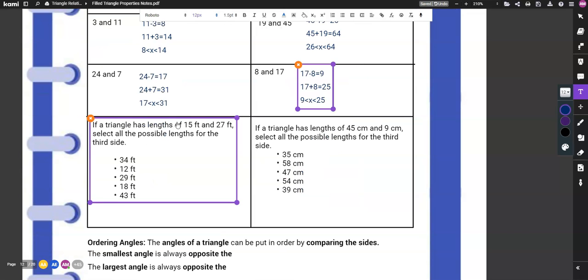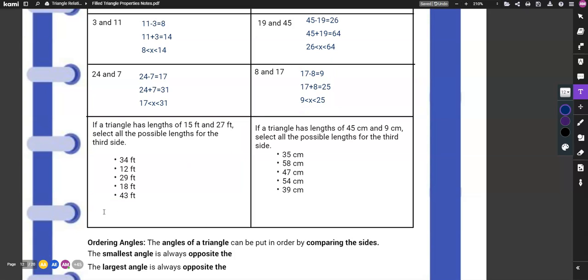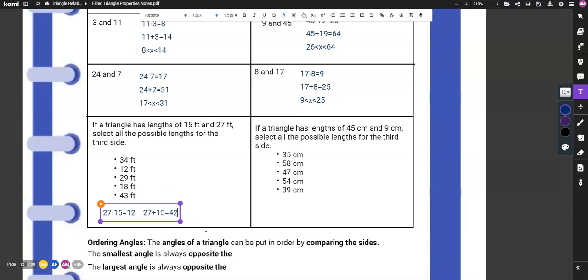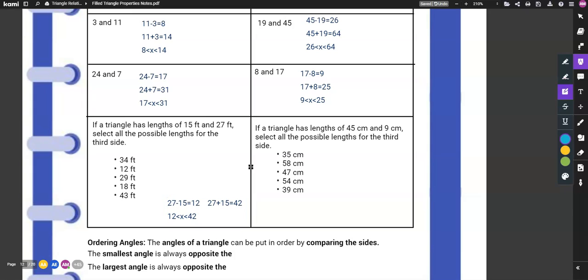If a triangle has lengths of 15 and 27, it wants us to select all possible lengths for the third side. So again, we have 27 minus 15, which is going to be 12. And then we have 27 plus 15, which is 42. So we are looking for all numbers that are greater than 12 and less than 42. So that means we could have 34, 29, 18, but not 12 and not 43.